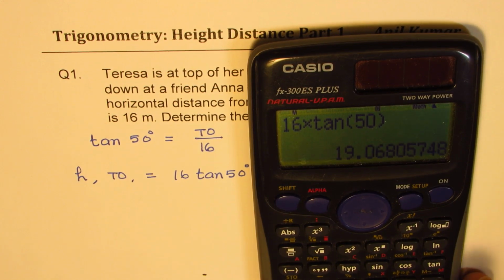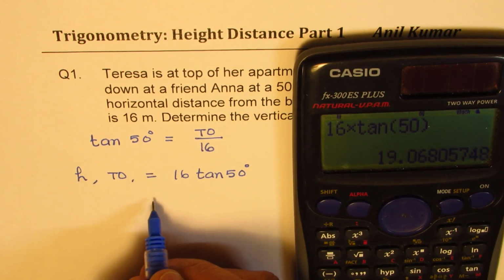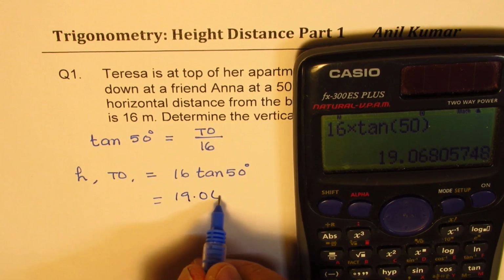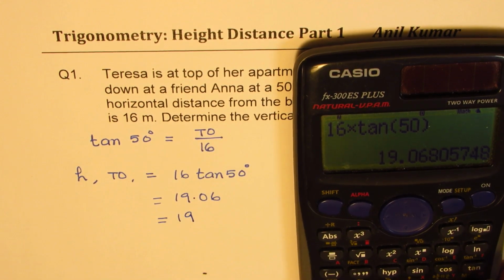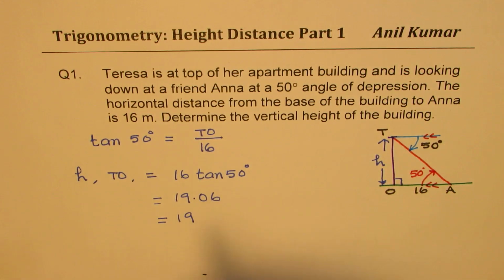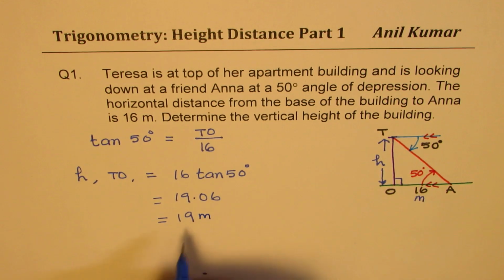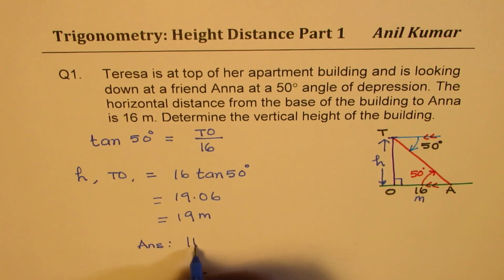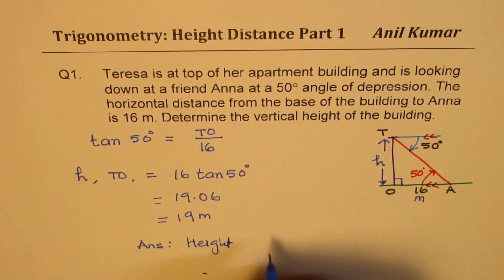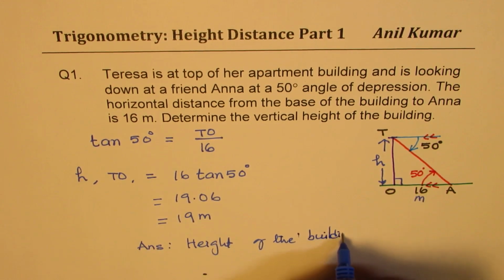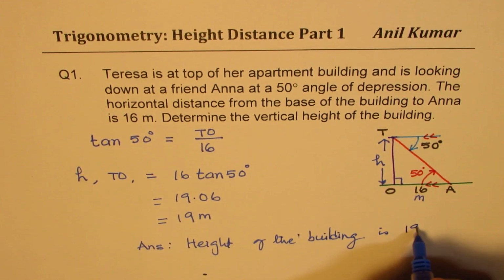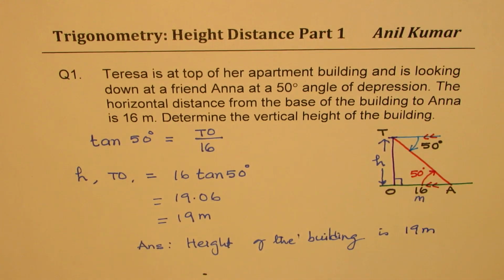Now let us see what do we get. We get 19.06. So that is fair enough. You can easily write 19. And do not forget to include units. This distance is given in meters and therefore it is 19 meters. And the answer should be written as height of the building. The building is 19 meters. Now all these are very important steps, correct, whenever you are solving such questions.